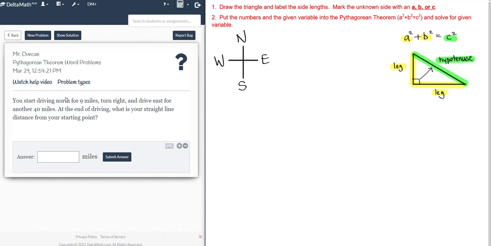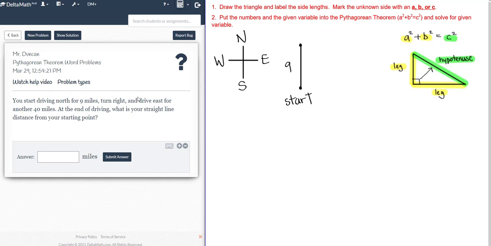It says we start driving north 9 miles, so I'm just going to give myself a dot here, and I'm going to label the start because that's where we start. And then it says I go north, so I'm going to draw a vertical line, and the length of the vertical line is not as important as making sure that it's vertical. And it said that was 9 miles, got it.